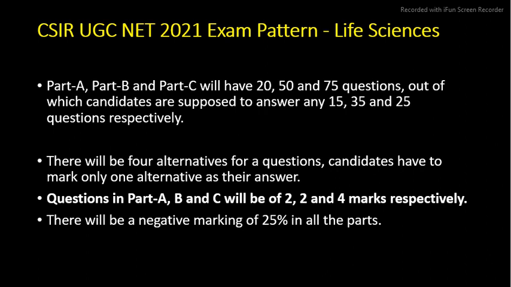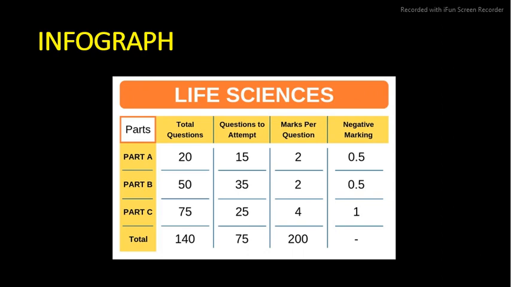Okay, so this is the infograph of each section. So part A, total questions 20. The questions to be attempted is 15. Marks per question 2 marks, negative marking is 0.5 marks. Okay, in part B there will be 50 questions, out of which we have to answer 35 questions. So mark per question is 2 marks, negative marking will be 0.5 mark. In part C there will be 75 questions, out of which we have to answer only 25 questions.